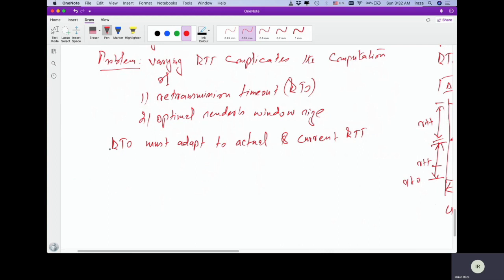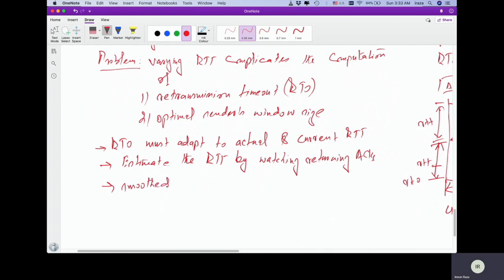So this means we have to estimate. What do we mean by this? This means we have to estimate the RTT. Okay, rather than using its current value, we have to estimate it by observing or watching returning acknowledgements. Okay, what do you mean by this? This means we need to compute a smooth estimate.